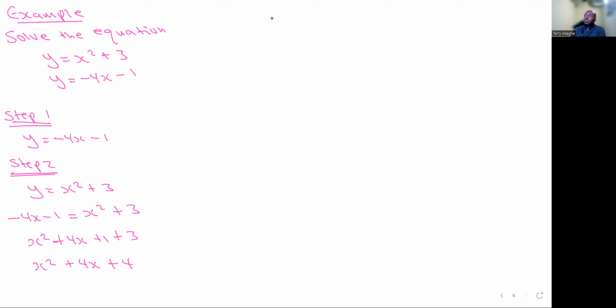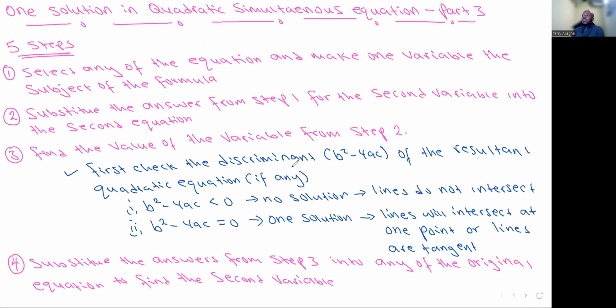Now, I said that you need to first check the discriminant of the resultant quadratic equation. Also, I forgot to add one more here. When b squared minus 4ac is greater than 0, it means that there are two solutions, and for two solutions, it means that the lines intersect at 2 points. But for this video, we're just focusing on b squared minus 4ac equal to 0.